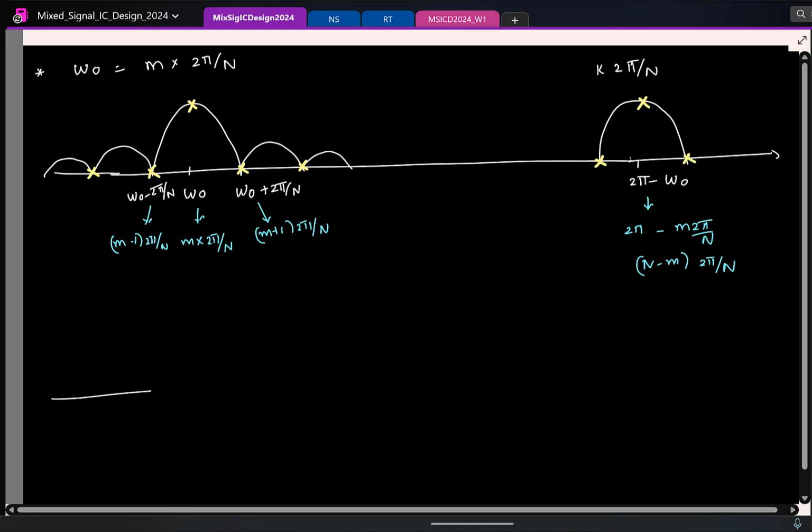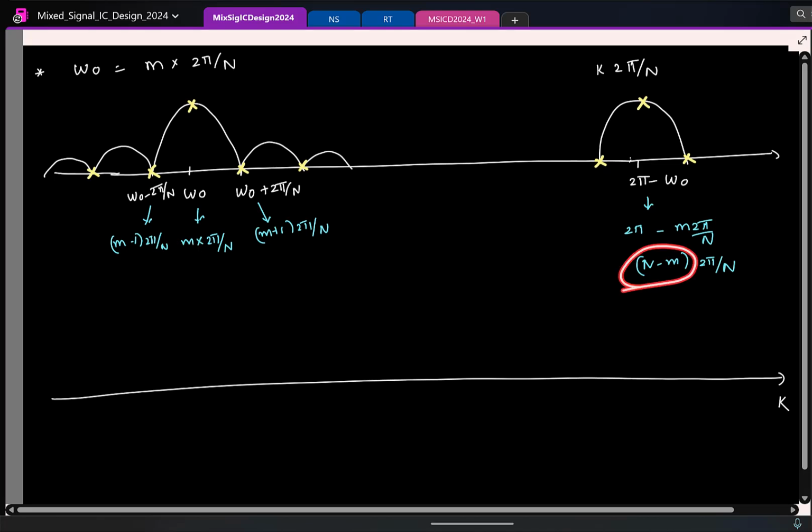So essentially, if I look at the sampled spectrum, which is the discrete Fourier transform, on the k-axis, at what frequency bins will I get non-zero values? I'll get them at m and n minus m. So you get two peaks like this. That's what you expect ideally, and all the rest of the samples will be 0. That's exactly what you would want.